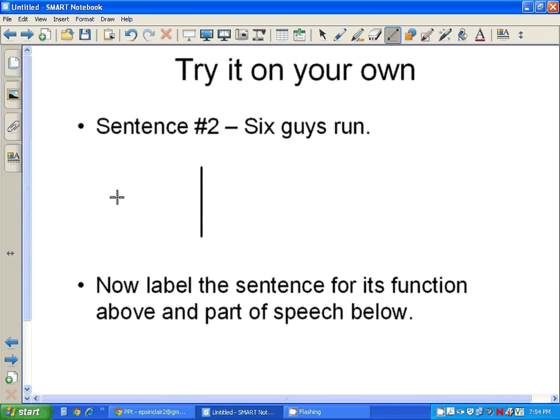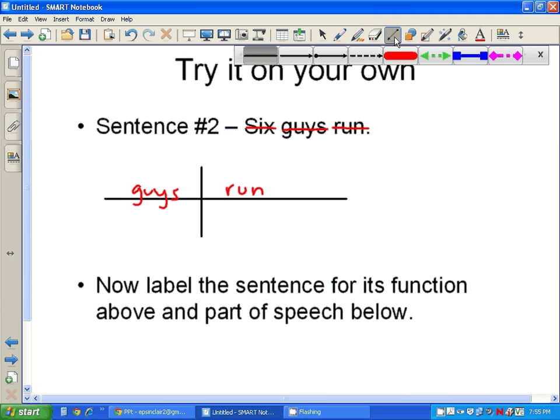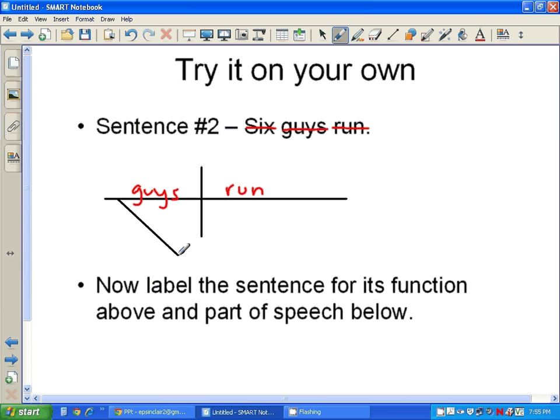Let's look at the verb first, okay? Obviously, the action taking place would be run. Who or what runs? Guys. And then we look at what we have left, which is six. Six is going to describe the term guys. So we're going to take that off, and we put our space underneath here, and we'll write in six. Notice, when we're talking about which one, what kind, or how many, those are adjectives answering those questions. It's answering the question, how many?